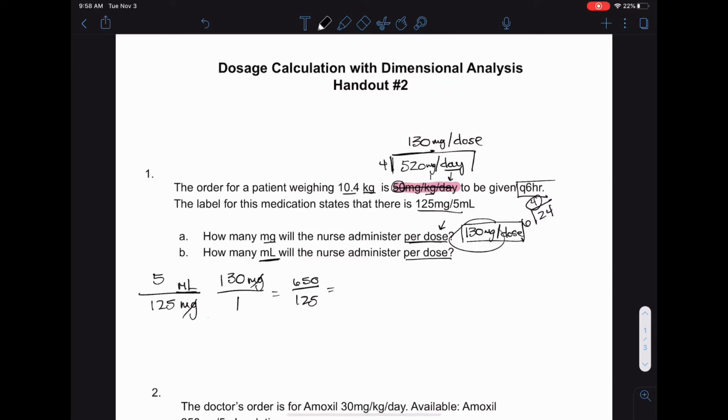That equals 5.2 mils. And we'll just leave it like that. Usually the question will specify round to the nearest whole number or whatever. And if we look at this, it makes sense.